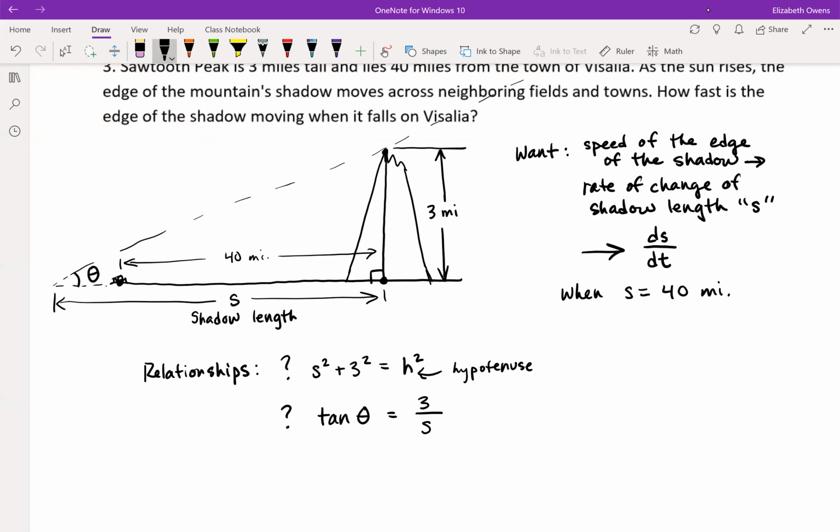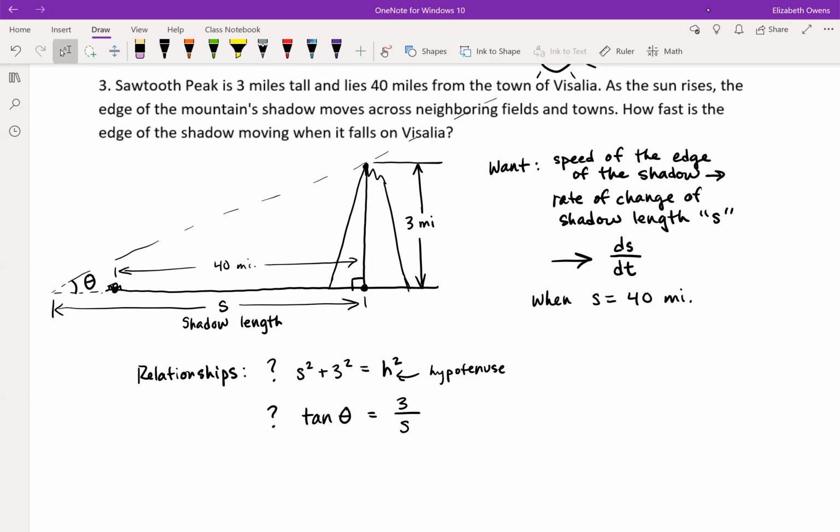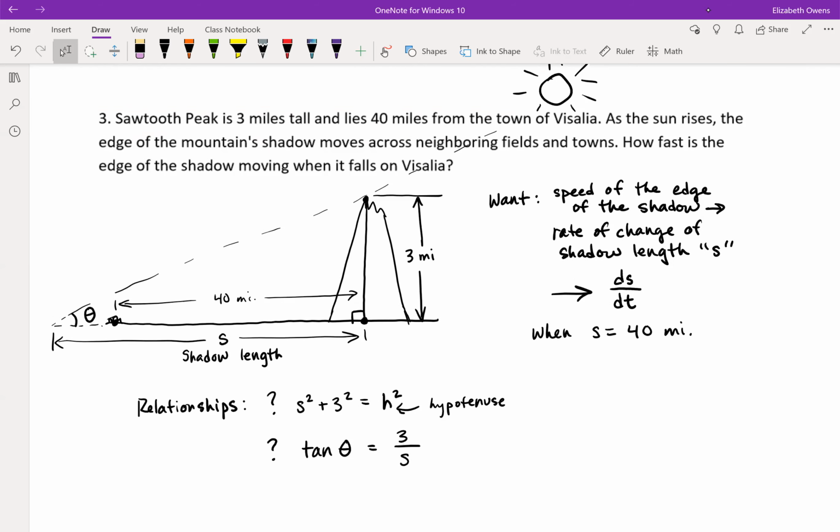Now, if you do come up with a way to use this Pythagorean relationship and come up with the same result, please send me an email and let me know, because if there is another way to do this one, I would like to know it. I just haven't come up with another way myself other than this tangent relationship. But if you want to play around with it, that'd be cool.